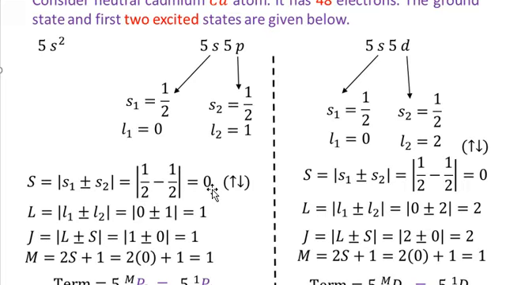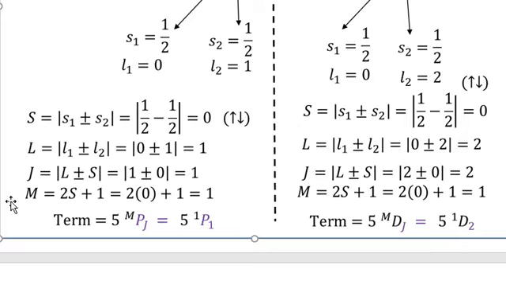So there is no spin magnetism, and if you add L is equal to L1 plus minus L2, and L1 is equal to 0, L2 is equal to 1, you have only L equal to 1. Capital L is equal to 1, and capital J is equal to mod of L plus minus S. And if you add capital L equal to 1, capital S equal to 0, capital J will be equal to 1. And you know that you can calculate the multiplicity. The multiplicity is capital M equal to 2 times capital S plus 1, and capital S is equal to 0 in our case, so the multiplicity is equal to 1.